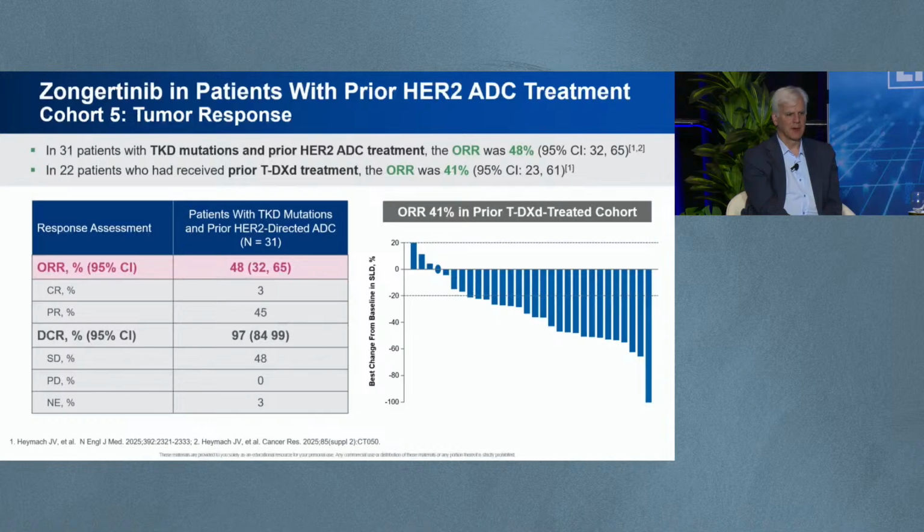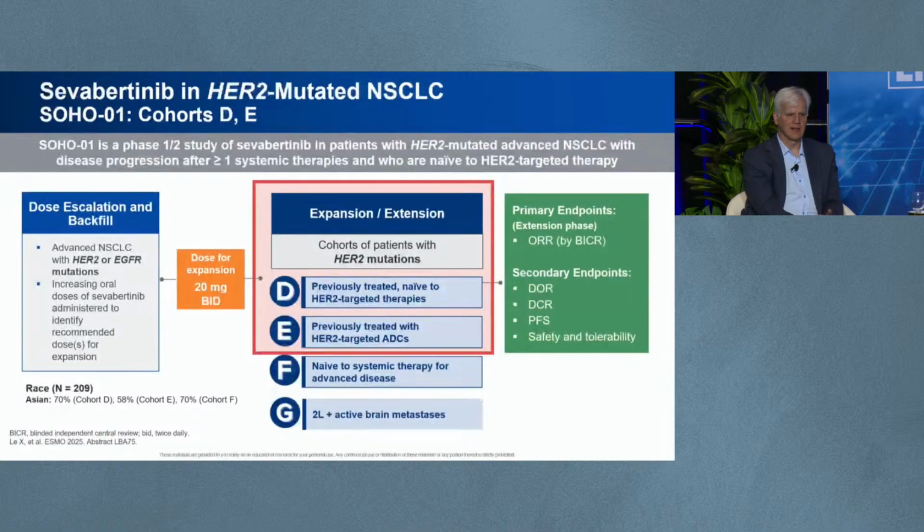Now here, again, just some very specific focus on patients with prior HER2 ADC treatment, where activity was also seen, less than what I've noted before, just about 48% as highlighted here. Now let's focus on cevabertinib, as I mentioned, a different molecule in terms of the dual targeting, but reversibility. And this is now the SOHO-1 trial, and we will be focusing on cohorts D and E.